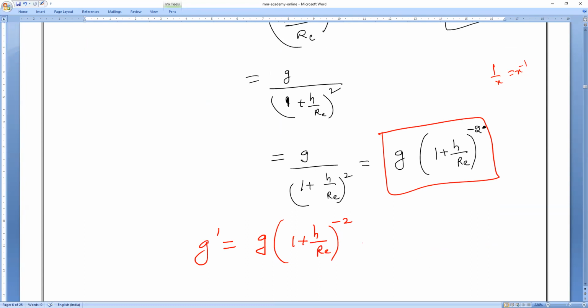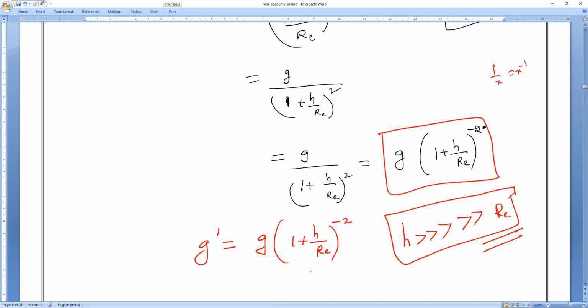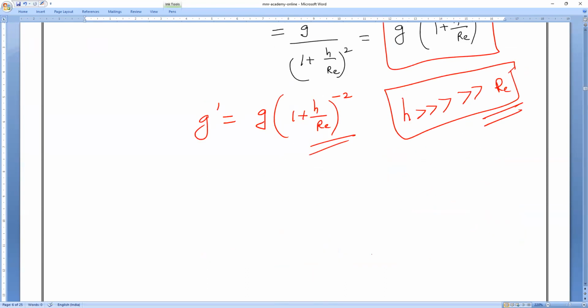So clear, everybody? Remember, this is the formula you have to use where the height above the ground is greater than the radius of the earth. Only when it is much, much greater than the radius of the earth do you use this formula. With the help of this formula, we can calculate the g value at any height above the ground. Do you understand? Alright.